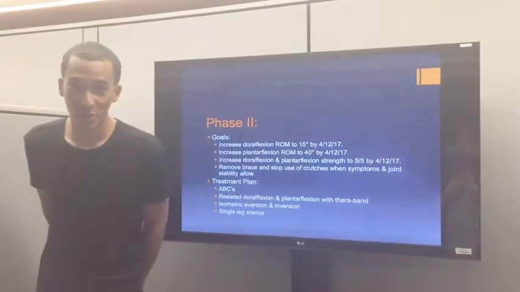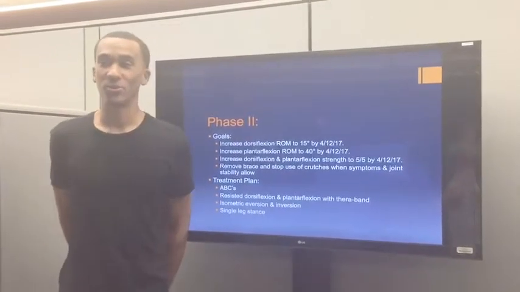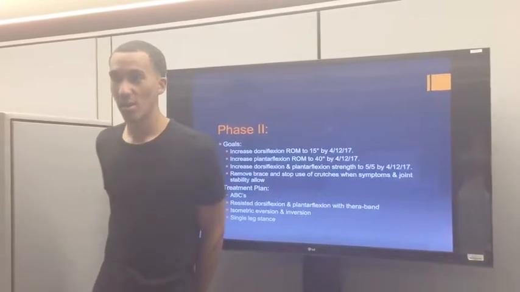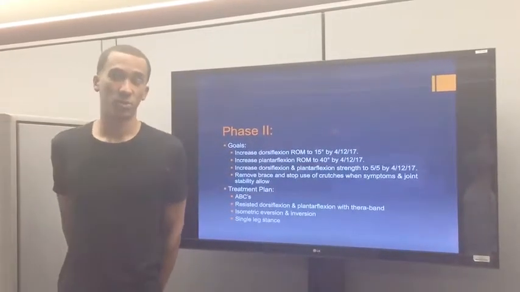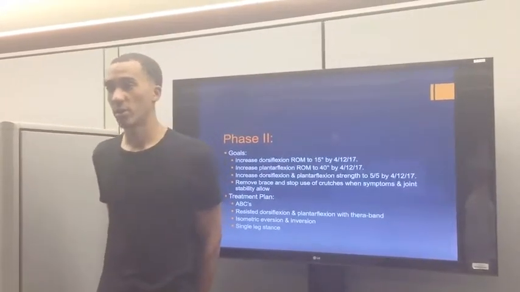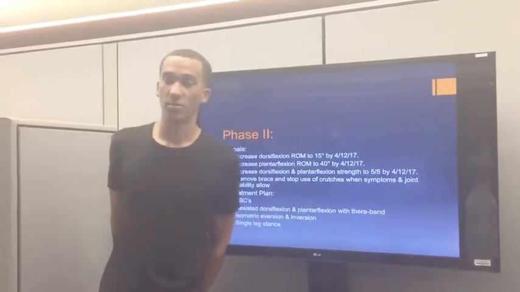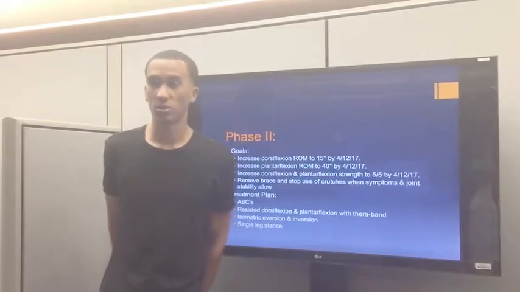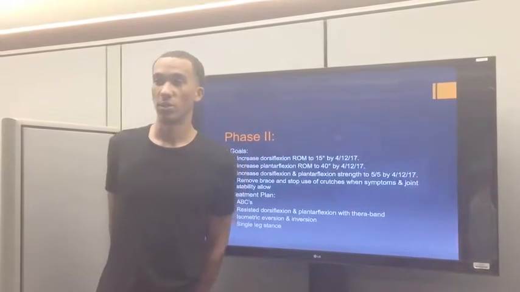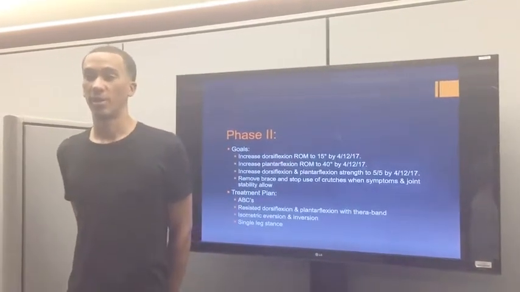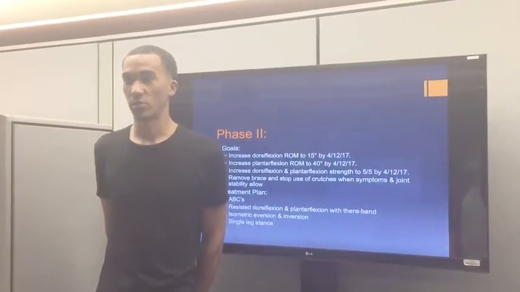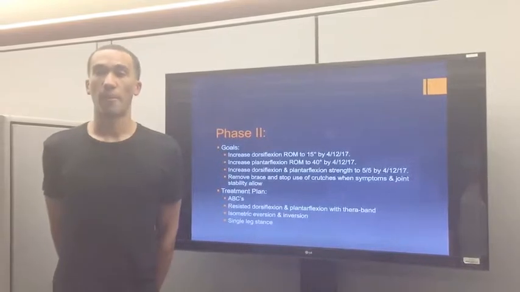In phase 2 of our rehab plan, our goals are to increase dorsiflexion range of motion to 15 degrees by April 12th. We also want to increase plantar flexion range of motion to 40 degrees by April 12th. We want to increase the strength of the tibialis anterior for dorsiflexion and the gastrocnemius and soleus for plantar flexion to a grade 5 out of 5 by April 12th as well. And we want to remove the brace and stop the use of crutches when symptoms and joint stability allow.